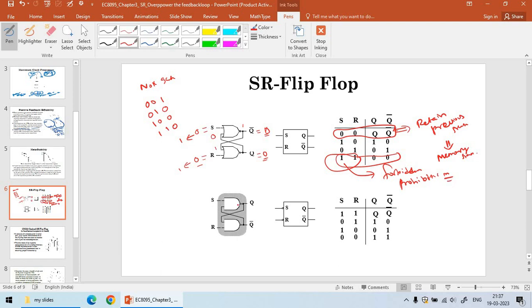So when you go for a NAND type SR latch, similarly if you apply the same principle, the input 1 and 1 will retain the memory state. So whatever is the previously stored value, that will be stored here. When you consider 0 and 0, this is forbidden. This is to understand the SR type flip-flop.